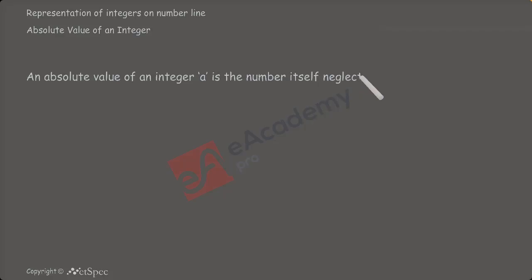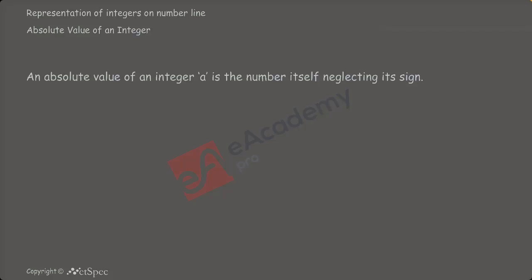In the next topic, we are going to discuss what is the absolute value of an integer. Let us try to understand what we mean by absolute value of an integer. The absolute value of an integer is also called as modulus of an integer. The absolute value or modulus of an integer is the number itself neglecting the sign.